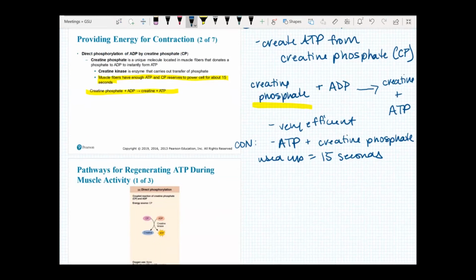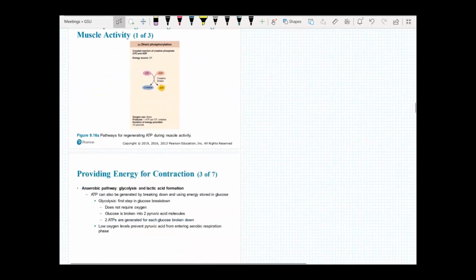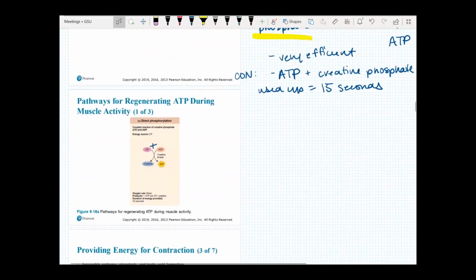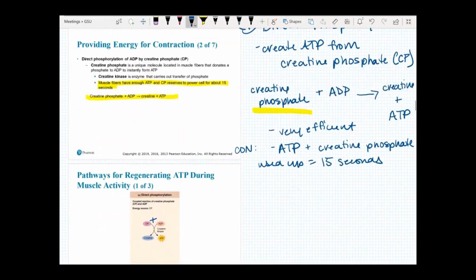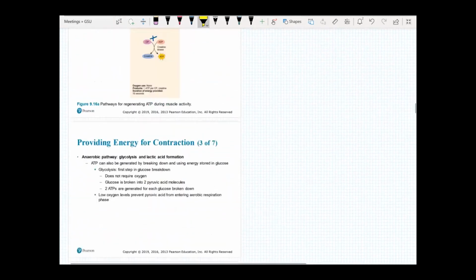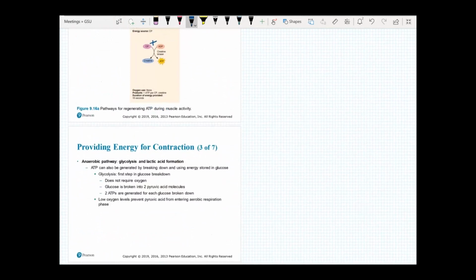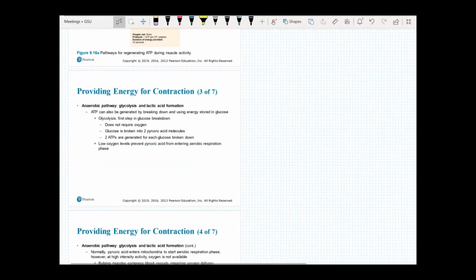So here's the direct phosphorylation that you can see. We have ADP, here's our reactants. We're adding that to our creatinine phosphate, plus our ADP, and we're going to get our creatinine plus 1 ATP. So this process will create 1 ATP. That is important. Okay, so what do we do after 15 seconds is up? Then we're going to go either the aerobic or the anaerobic pathway. So we need to create more ATP.